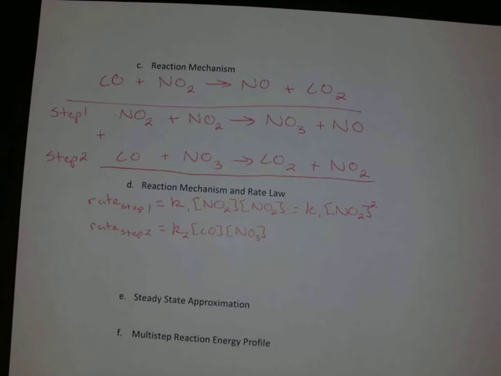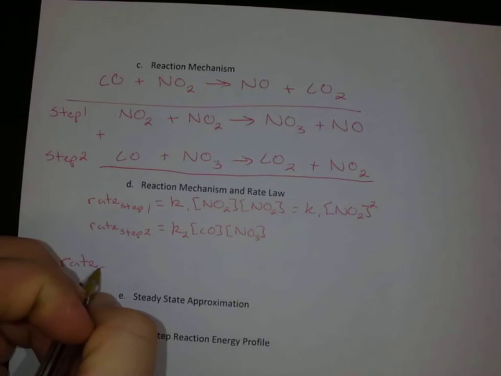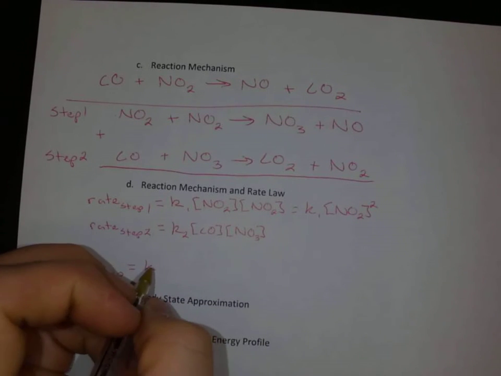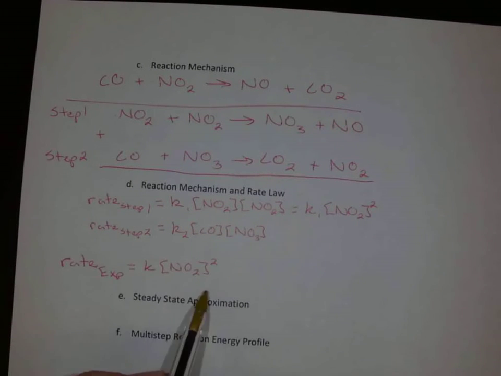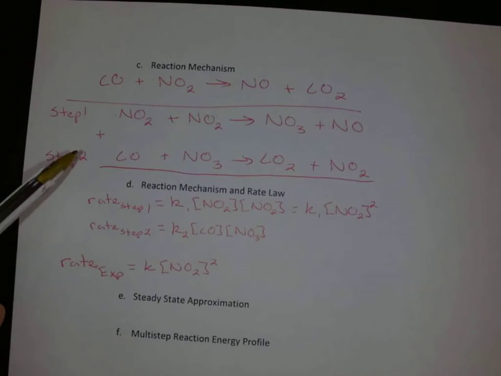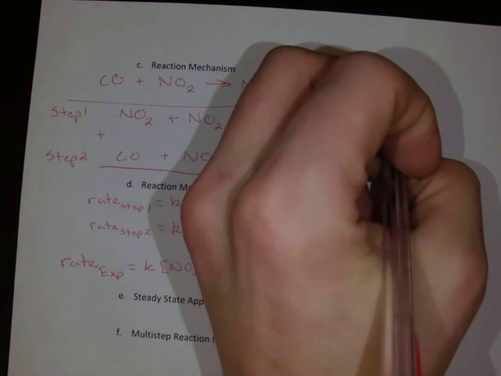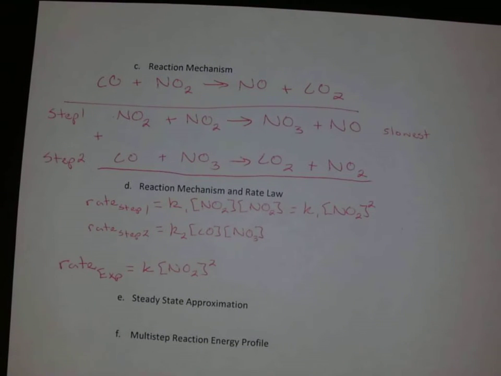Now, if we experimentally measured that our rate law, rate EXP, was equal to second order with respect to NO2, well, that would fit with our proposed reaction mechanism that says that this is our first step and maybe this is the slowest step. But we don't always have reaction mechanisms where the first step is the slowest step.